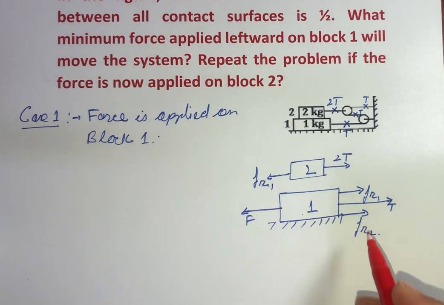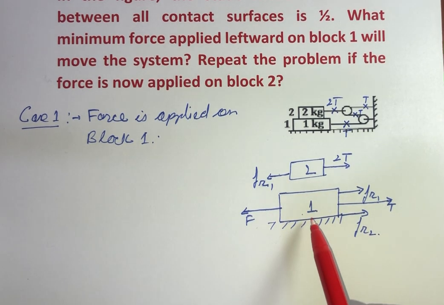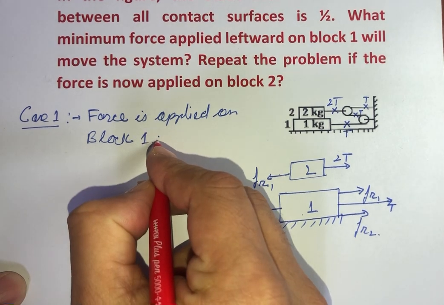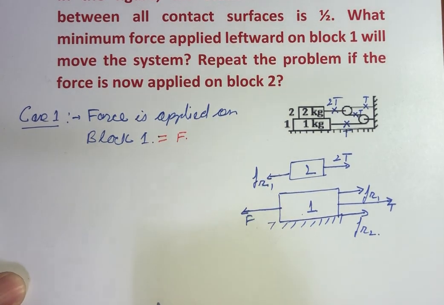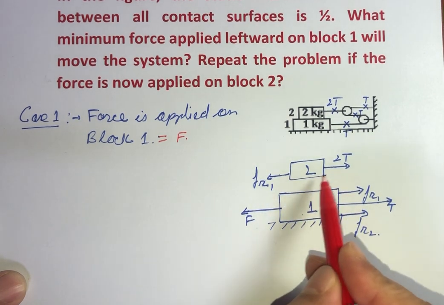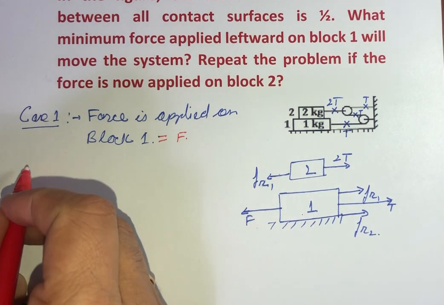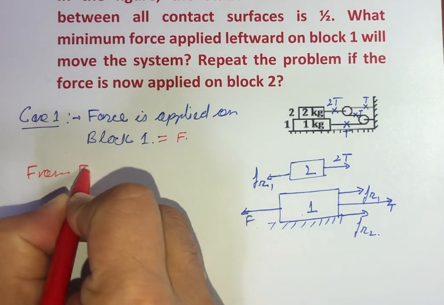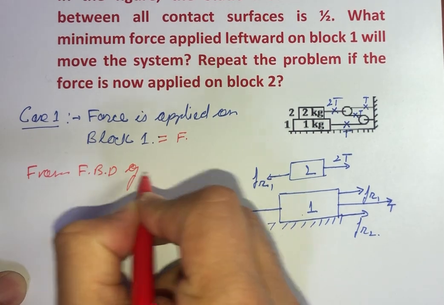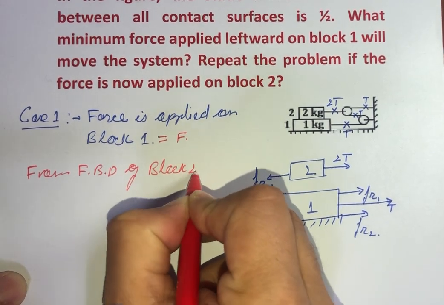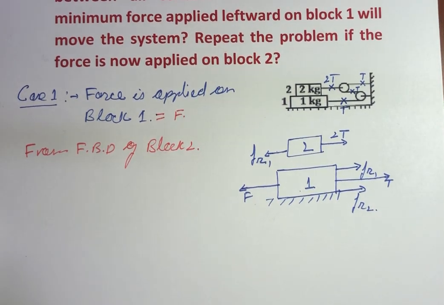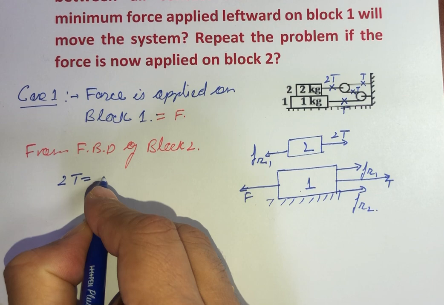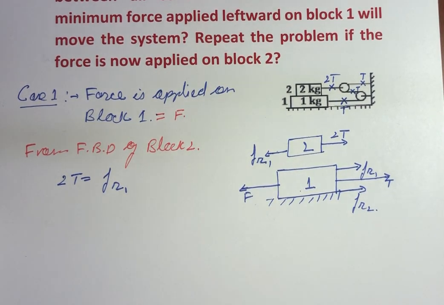Okay, so for Fr2, the total weight will be 3 kg. Let me write it here. The force applied on block 1 is F. So from the free body diagram of block 2, you can clearly see that twice the tension, 2T, will be equal to Fr1.